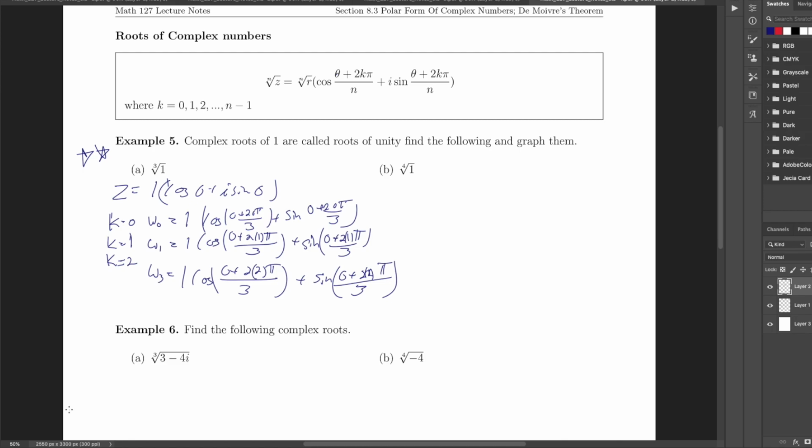Alright, so if we crunch through these numbers, this would be 2 pi over 3, and this would be 4 pi over 3, right? And if we crunch through these numbers, we're going to get the following. Over here, this will just be 1, because this is 0 and 0, so we get 1. The next one here, we have 1 times minus a half, so 2 pi over 3 gives us minus a half plus square root of 3 over 2 times i. And then this one will give us minus a half minus square root 3 over 2 times i, if we just crunch through that number.